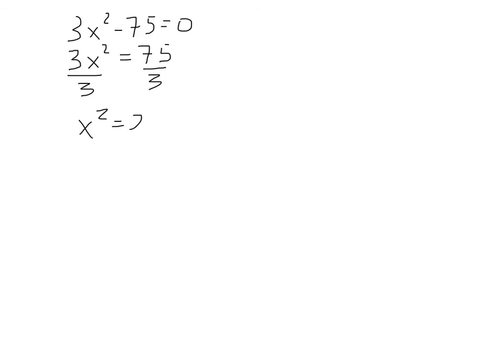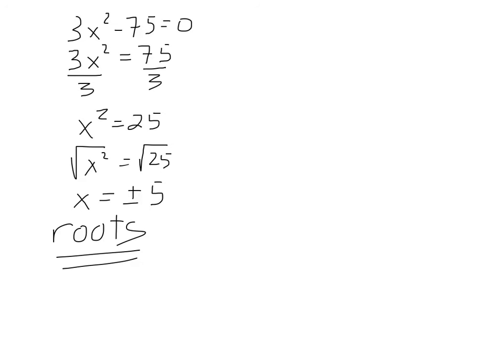Let's look at another example. Let's say I have 3x squared minus 75 equals 0. All right, I set the equation equal to 0. Now I go about isolating x. I'm going to add 75 to both sides. So I get 3x squared equals 75. Divide each side by 3. X squared equals 25. Now I'm going to take the square root of both sides and I get x equals plus or minus 5. So those are my roots, they're also called the x-intercepts.